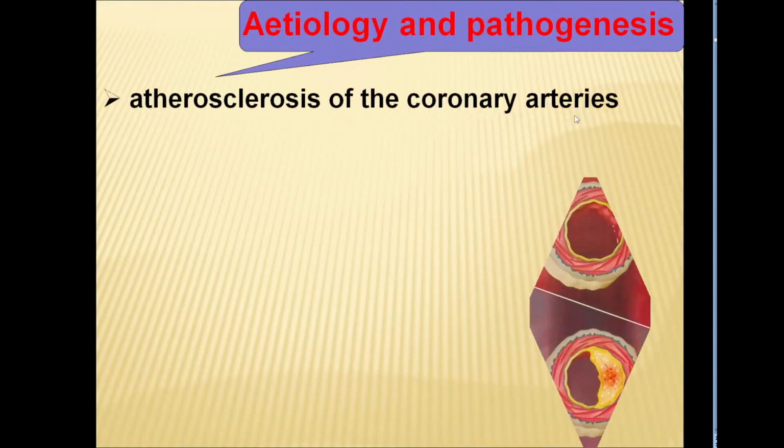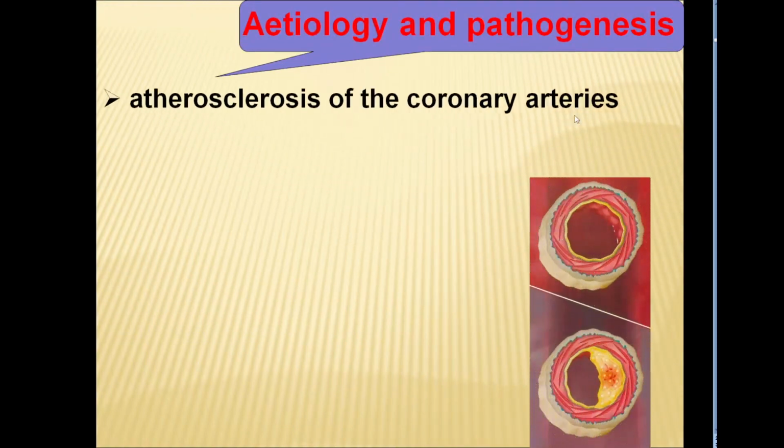Pathological process appears due to affection of coronary arteries with atherosclerotic plaques. You can compare healthy artery and affected artery. You see its diameter diminished due to formation of atherosclerotic plaque. And together with diminished diameter of coronary arteries, the intima is affected and its functional activity.